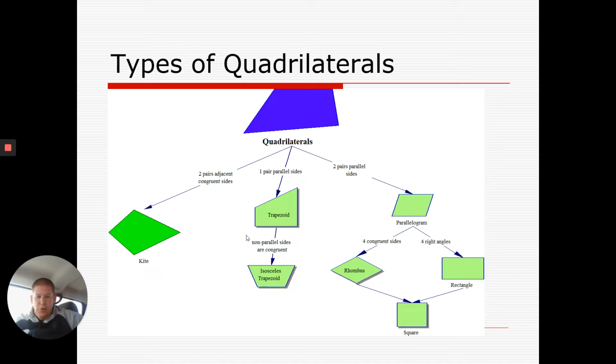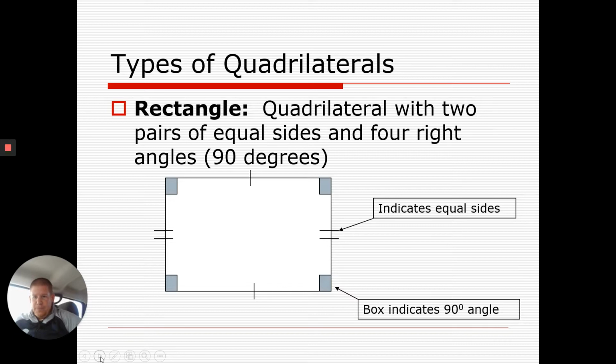If we move over to two pairs of parallel lines, that's where we get into our more common quadrilaterals. There's our parallelogram again, with two sets of parallel sides. And if we move down to four equal sides, or four congruent sides, we have a rhombus. It kind of looks like a diamond. And then we have parallelograms that have four right angles. That's where we move to our rectangles and our squares. So this is a good little visual chart to see how we classify our quadrilaterals.